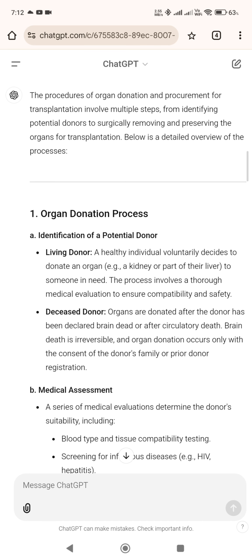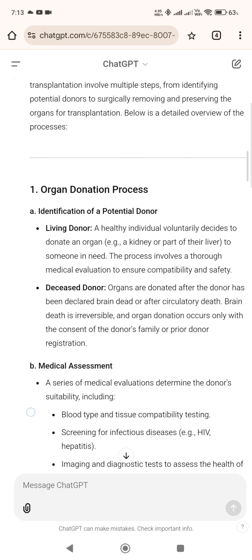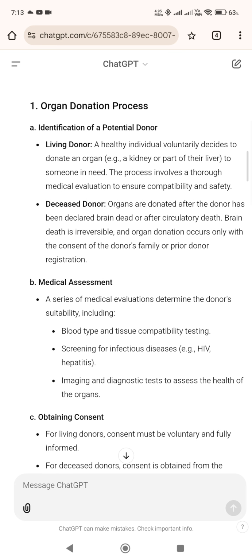1. Organ donation process. A. Identification of a potential donor. Living donor. A healthy individual voluntarily decides to donate an organ, e.g., a kidney or part of their liver, to someone in need. The process involves a thorough medical evaluation to ensure compatibility and safety.